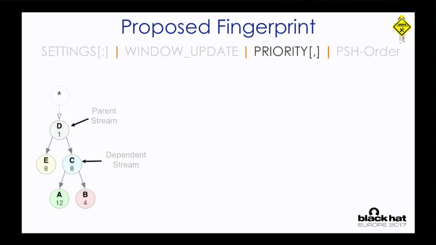Still not enough entropy. So we looked further and we kept the research, and we found that we can use the priority frame mechanism. And this is actually quite an interesting mechanism in the protocol. Now, HTTP2 allows you to set a dependency tree between frames. I'm sorry you cannot see everything here.